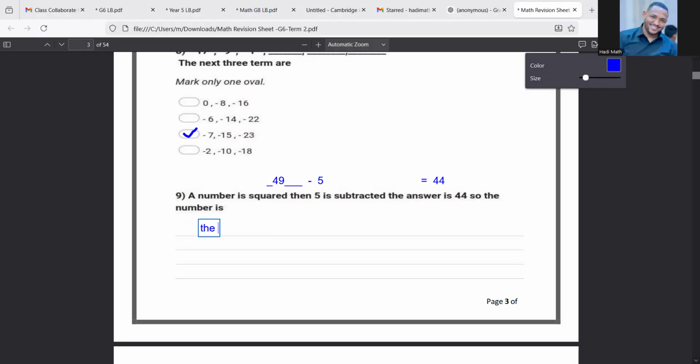The number is 7. Many students write the number is 49, and that's the wrong answer. You must write the number is 7. To be more clear, the number is what? Is 7. This is how we make it. Because 7 squared is equal to 49, and then 49 minus 5 is equal to 44.